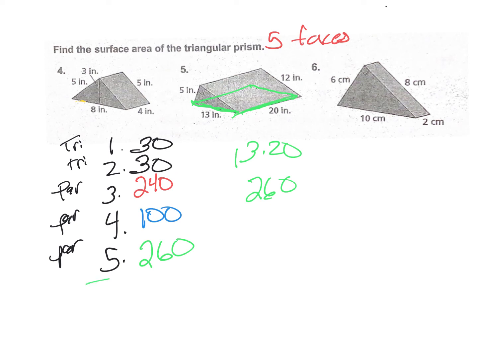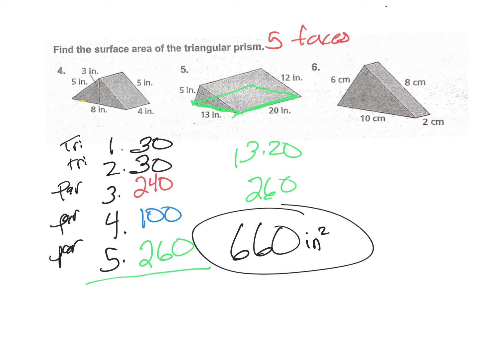Okay. Now, we have to add all of those up. And I'm going to do it on my calculator. 30 plus 30, that equals 60, plus 240, plus 100, plus 260 equals 660 inches squared. And that is the surface area for that entire triangular prism. All the sides, all the faces. You figure them out and then you add them all together.